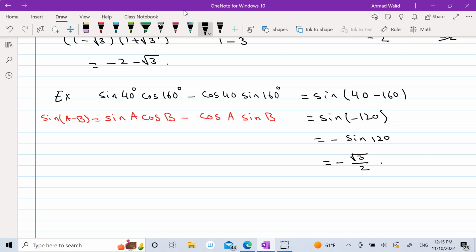Correct? There are a lot of examples that you can go to your book and see. All of them are good examples. I think this was all about section 5.4.